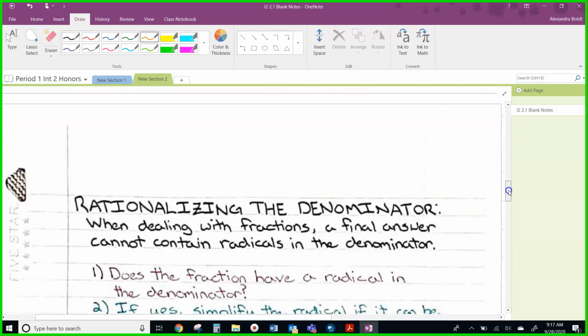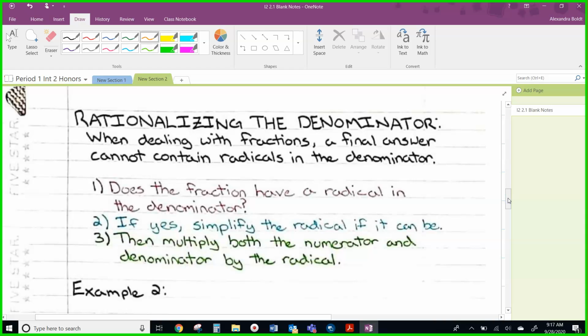Okay. The next thing we're going to look at is rationalizing the denominator. So, rationalizing the denominator. When dealing with fractions, a final answer cannot contain a radical in the denominator. So you cannot have a square root in your denominator. So, questions you're asking yourself. 1, does the fraction even have a radical in the denominator? If it does, right, then you have to do something. If not, you don't have to do anything.